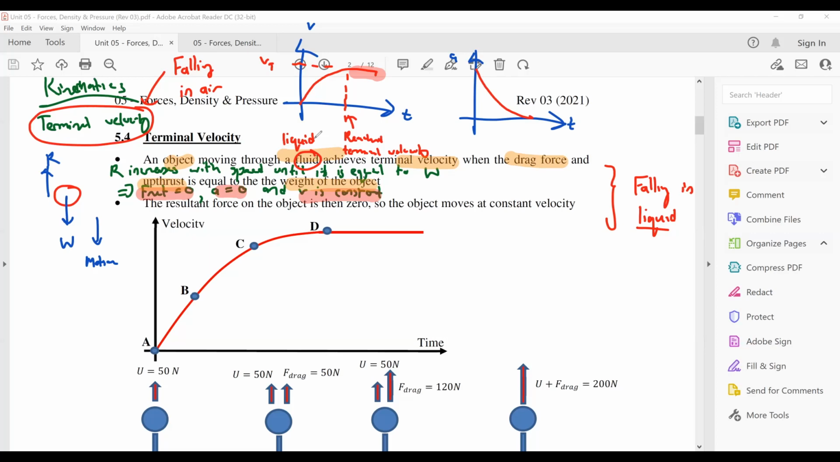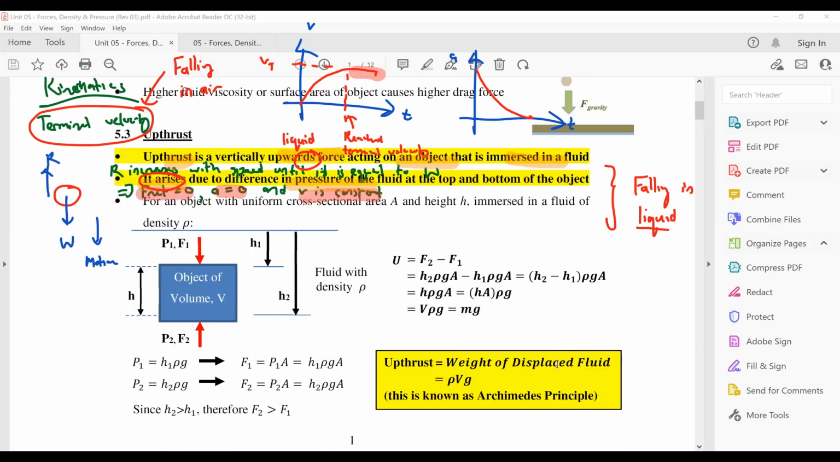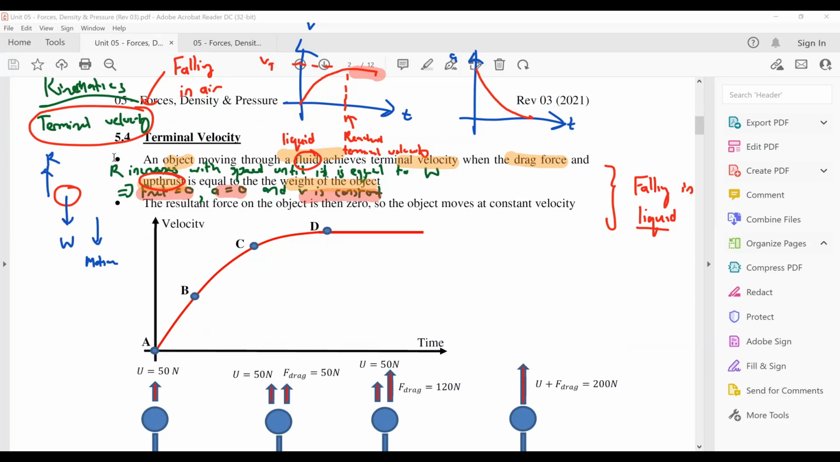So we also have a case where an object can achieve terminal velocity if it's falling in a liquid, but the forces you consider are slightly different than when it's falling in the air. You have to consider the presence of upthrust. Just now I mentioned that upthrust is the weight of fluid displaced. Why is it that in kinematics, when the object was falling in air, we did not consider upthrust, but over here, when it's falling in a liquid, we need to consider upthrust?